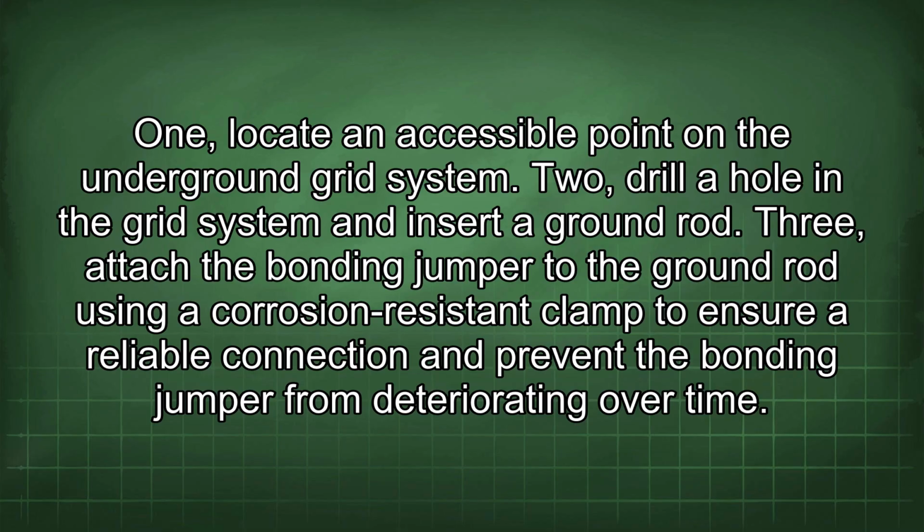1. Locate an accessible point on the underground grid system. 2. Drill a hole in the grid system and insert a ground rod. 3. Attach the bonding jumper to the ground rod using a corrosion-resistant clamp to ensure a reliable connection and prevent the bonding jumper from deteriorating over time.